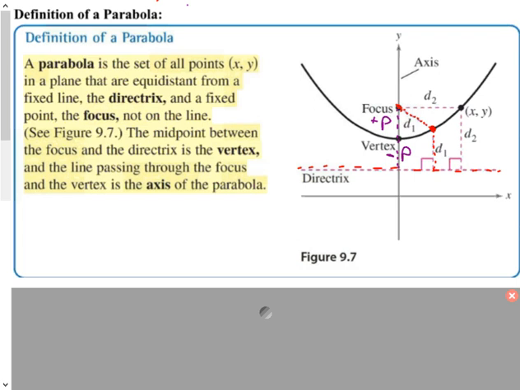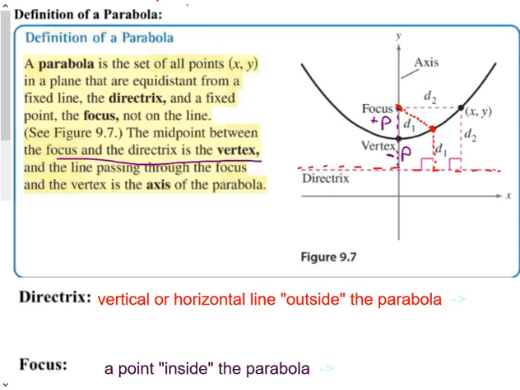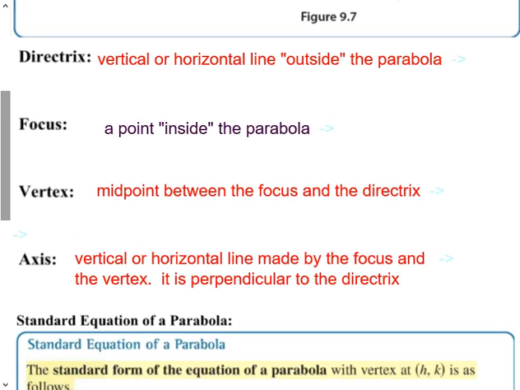Again, just reading through here, focus and directrix of the vertex. The midpoint between the focus and directrix is the vertex. Hence the P, that pattern. Moving further on, the directrix is a vertical or horizontal line outside the parabola.